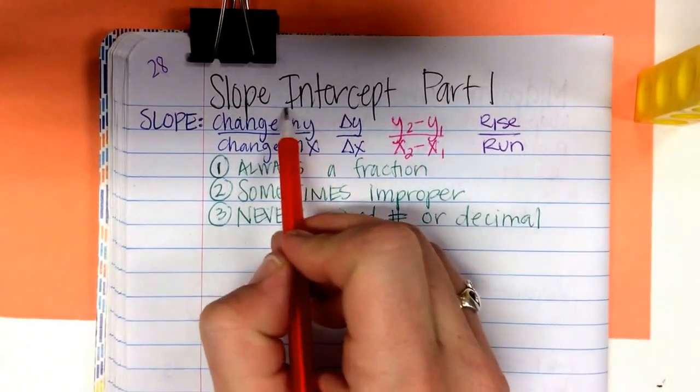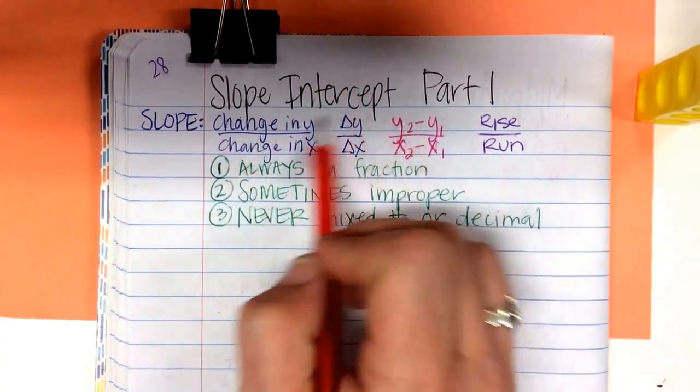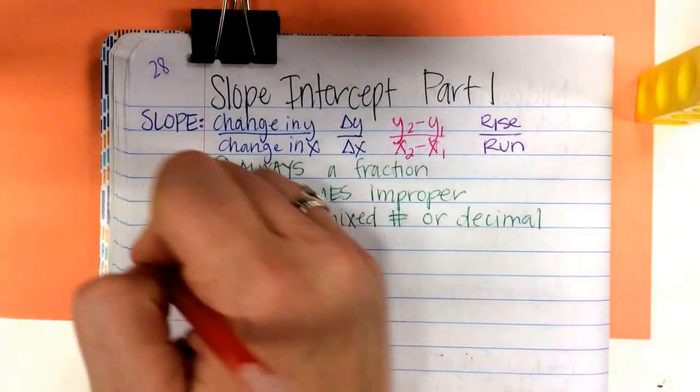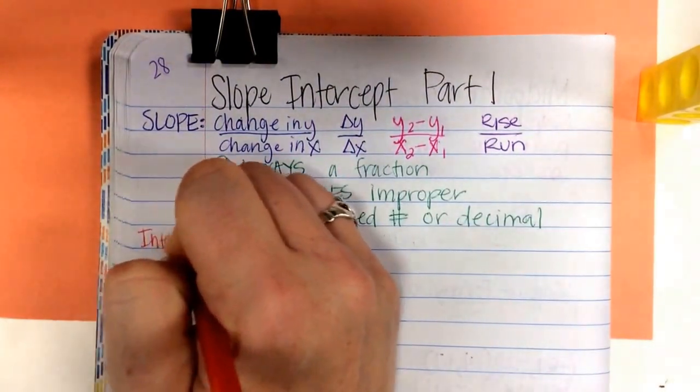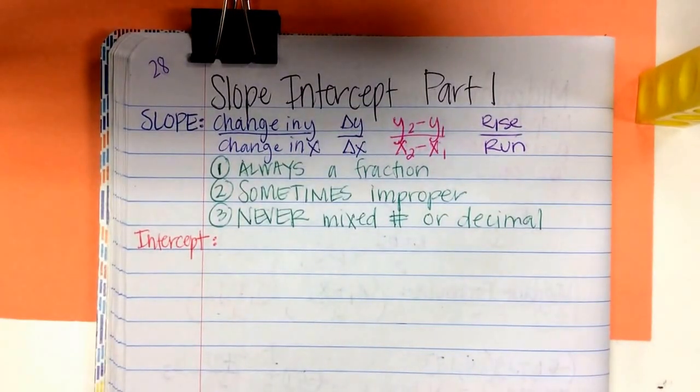The next part is the intercept. So we know it's slope, so it involves a fraction. The next part is intercept. And we studied intercepts already. What does intercept mean?